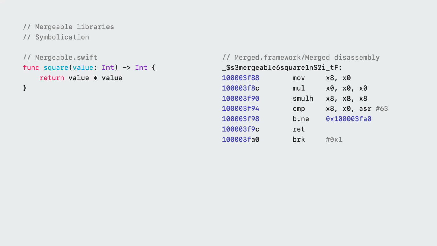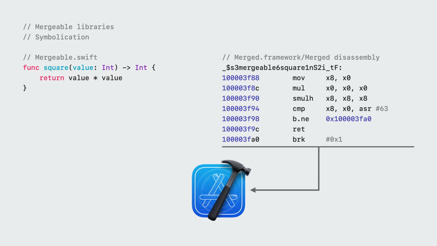This is why Xcode supports symbolication. Symbolication is the process of associating these machine instructions back to the original source code. This is useful to be able to understand crash logs or to profile and debug your code. How does this work with merged binaries?